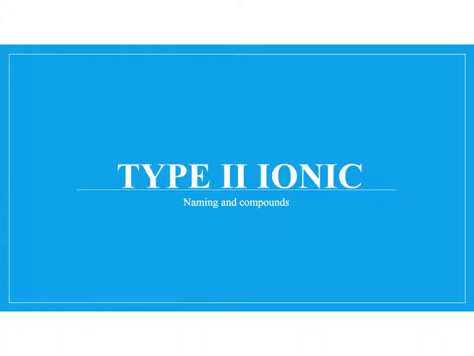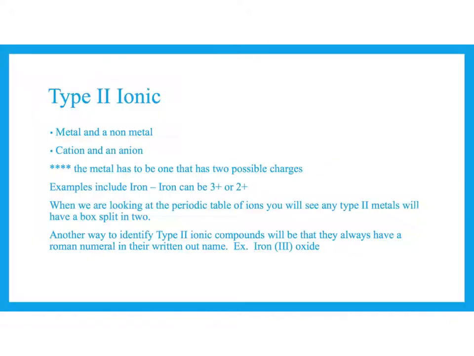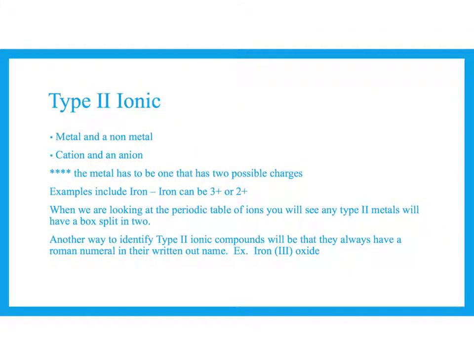This video is on type 2 ionic compounds, how to name them and how to come up with a chemical formula for them. Type 2 ionic compounds involve a metal and a nonmetal, because remember that an ionic bond is between a metal and a nonmetal. A metal can be called a cation.